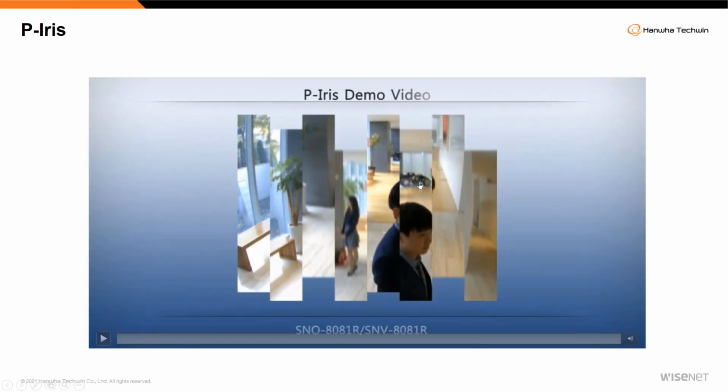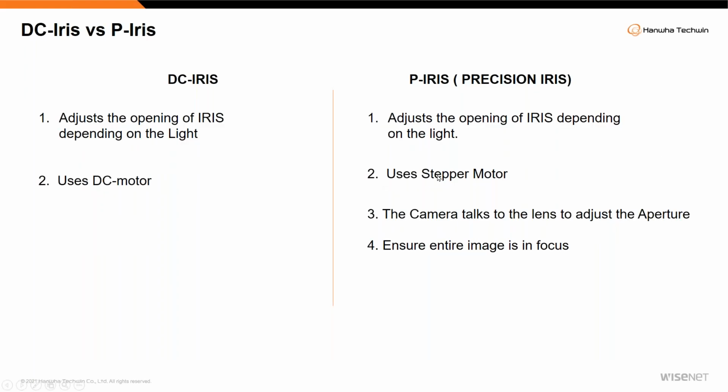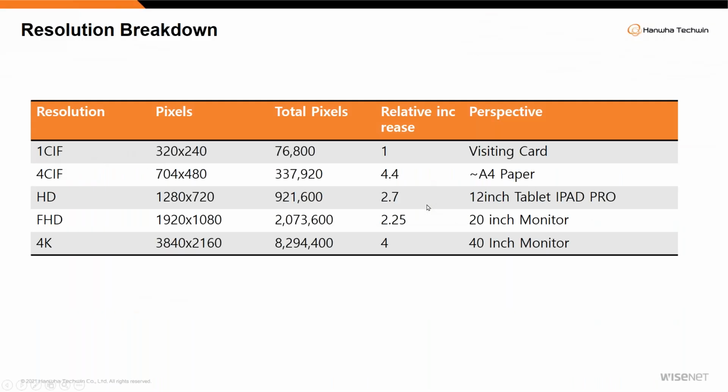P-iris is similar to DC-iris except it uses a stepper motor for more precision-based focus. Okay, both are equally good. P-iris is slightly better.